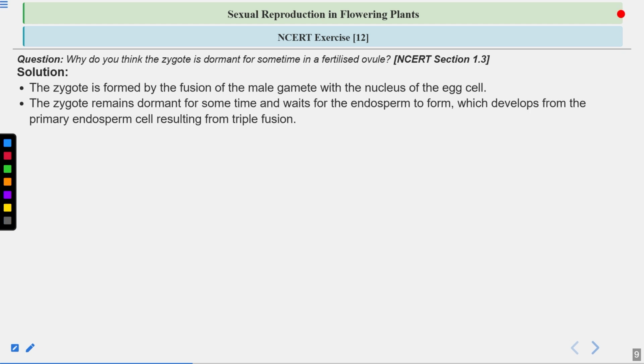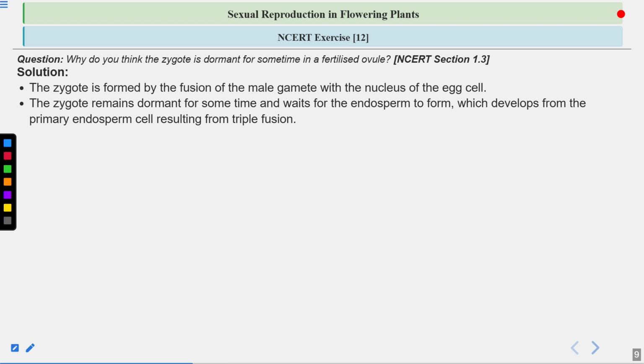Now coming to the reason why they are in the dormant stage. The zygote remains dormant for some time and waits for the endosperm to form. It means first syngamy is taking place and after that triple fusion is taking place. But this triple fusion is taking place for formation of endosperm. The endosperm will form earlier and the zygote that leads to the formation of embryo will form after the endosperm formation takes place. Why so?